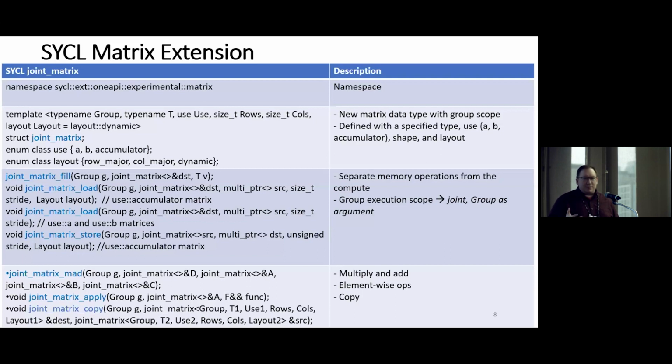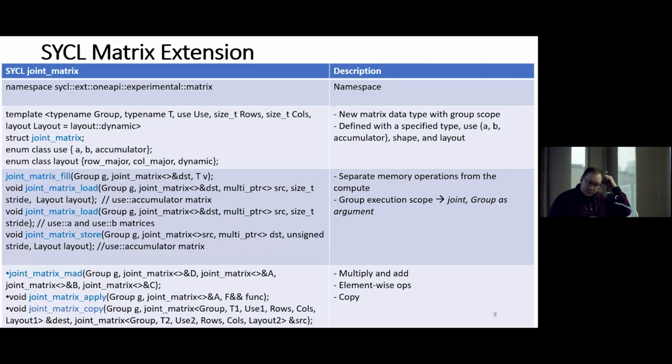And the whole point of joint matrix is to do optimized matrix multiplication. So the main operation here is our MAD, our multiply and add function. And that will take a group argument and several matrices. Our result, and then your matrices A and B that you're going to multiply, and potentially a matrix C to accumulate.